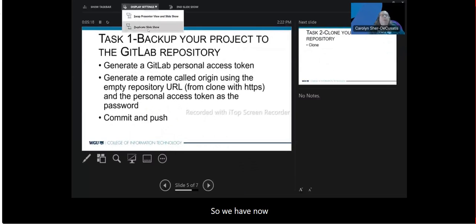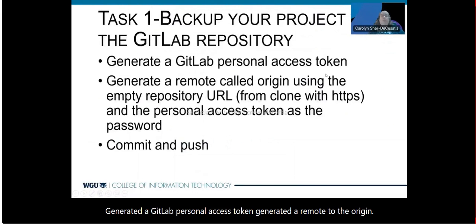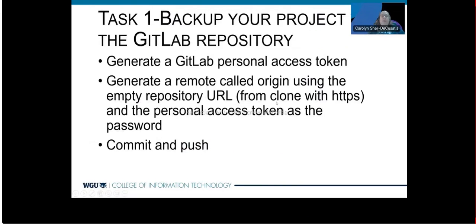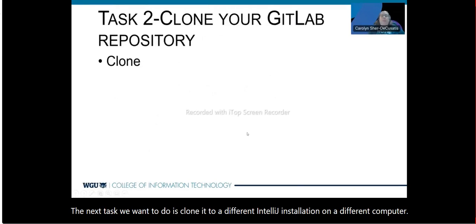So we have now generated a GitLab personal access token and generated a remote to the origin. We actually didn't use the personal access token as the password. We used the account password as the password, and we committed and pushed. The next task we want to do is clone it to a different GitLab installation on a different computer.